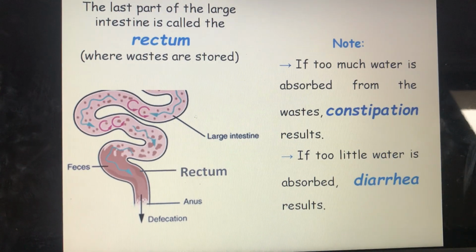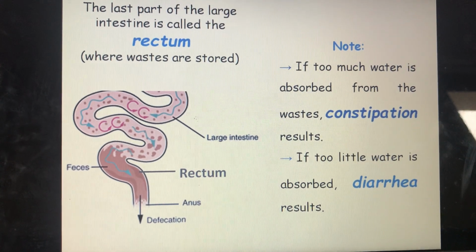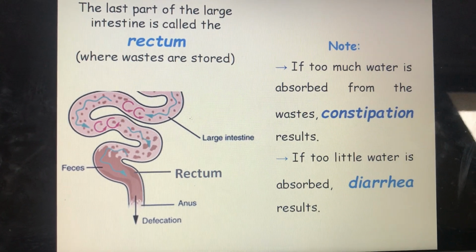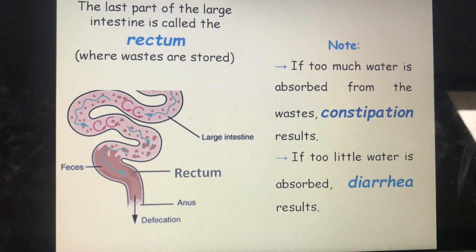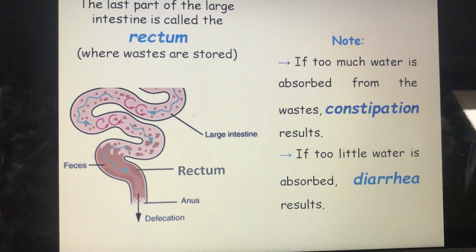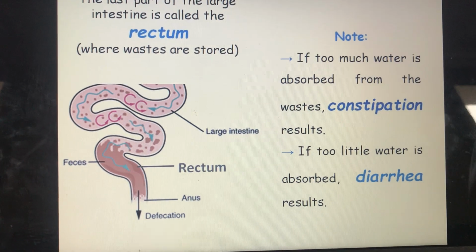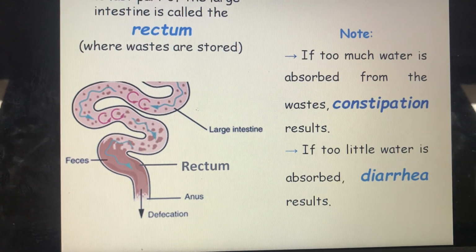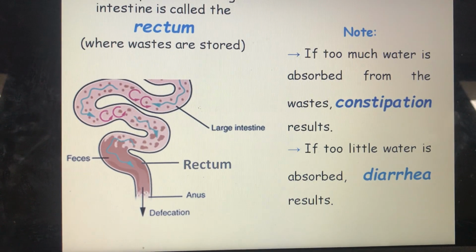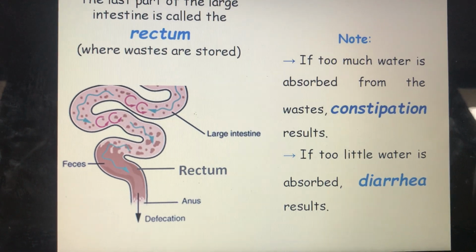Pay attention. When you have too much water absorbed in your large intestine, you're going to end up with constipation. So if too much water is absorbed from the waste, constipation will result. If too little water is absorbed, diarrhea results. When you absorb too much water in the large intestine, it means you are taking all the water present in the waste. That's why you're going to end up with constipation. So the waste will be very solid, while if you're not absorbing water from this waste, the waste will be rich in water. That's why we call it a diarrhea stage.